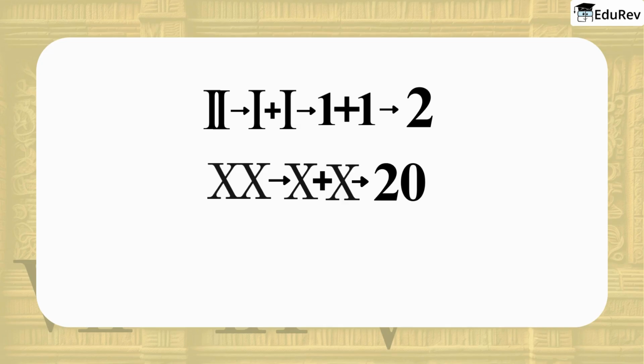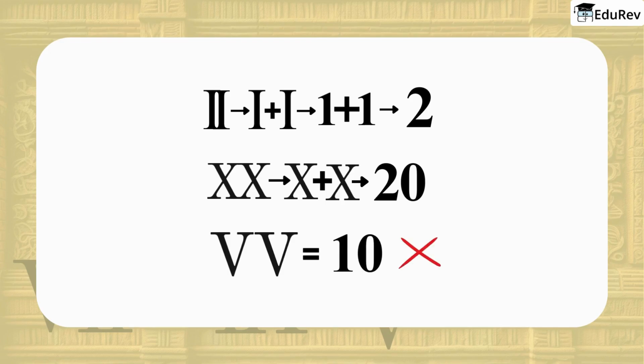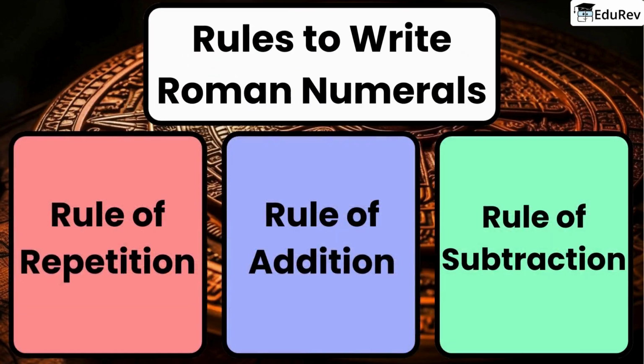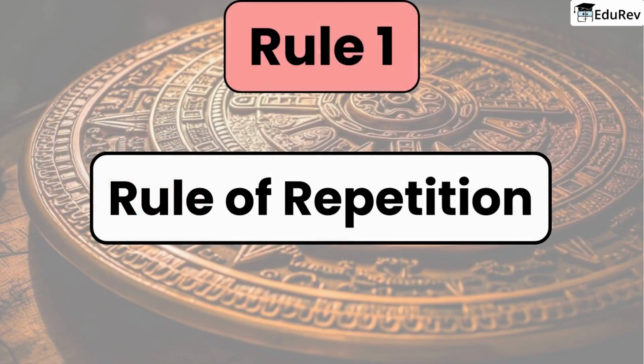Now let's try once again. Here we have V, 5. What about now? Is it 10? No, it is not 10. We use X to represent 10. So there must be some rules to write these Roman numerals. Let us look at them one by one. We have 3 rules which help us in writing Roman numbers.